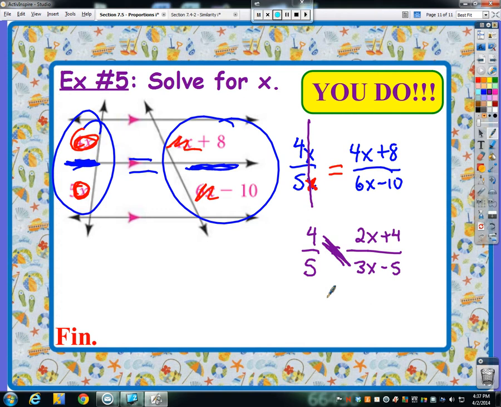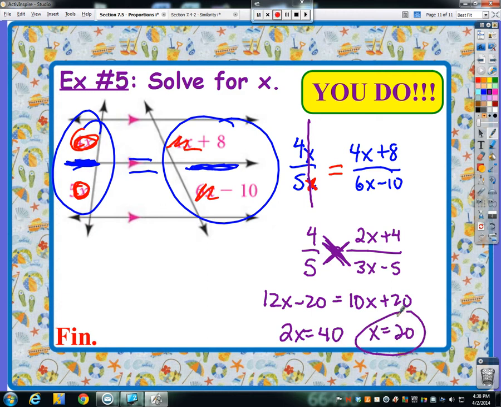So I can distribute the 4 and get 12x minus 20. Distribute the 5 and get 10x plus 20. There's no squared term here, so I don't have to worry about factoring of any kind. So I'm going to subtract the 10 over and get 2x. I'm going to add the 20 over and get 40 and divide by 2. And x is 20. I just have the one solution there. I didn't have to worry about the x equals 0.